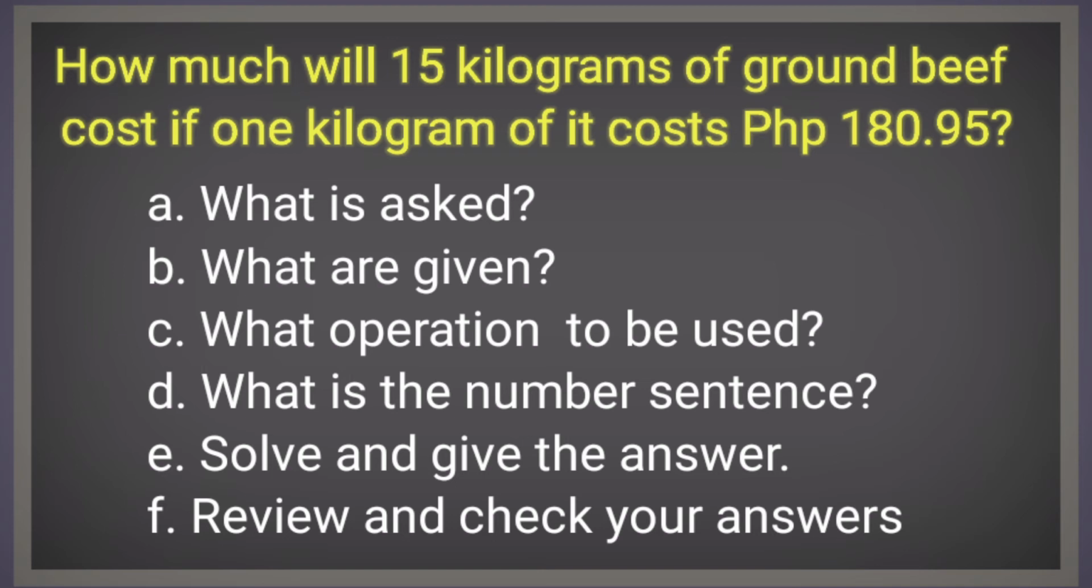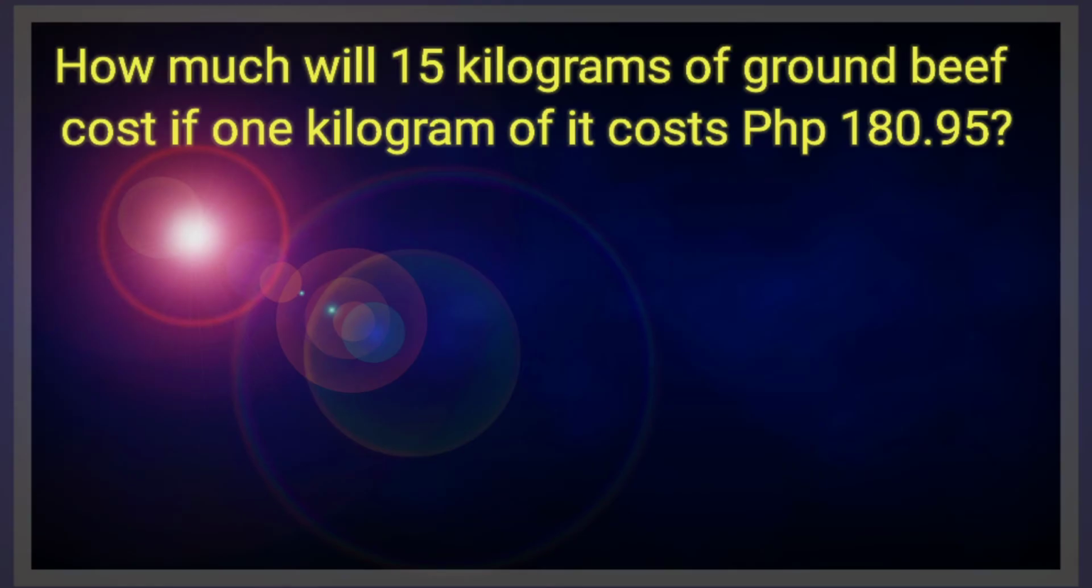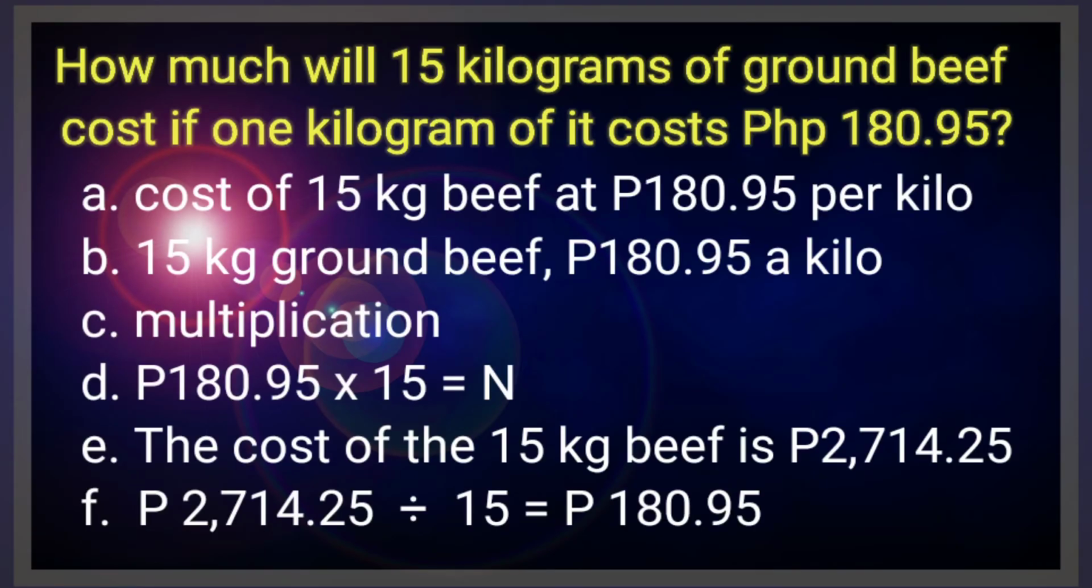Time is up. Here are the answers. For letter A, the answer is the cost of 15 kilogram beef at 180 pesos and 95 centavos per kilo. Letter B, the given are 15 kilogram ground beef and 180 pesos and 95 centavos a kilo. Letter C, the operation to be used is multiplication. Letter D, the number sentence: 180 pesos and 95 centavos times 15 equals N.